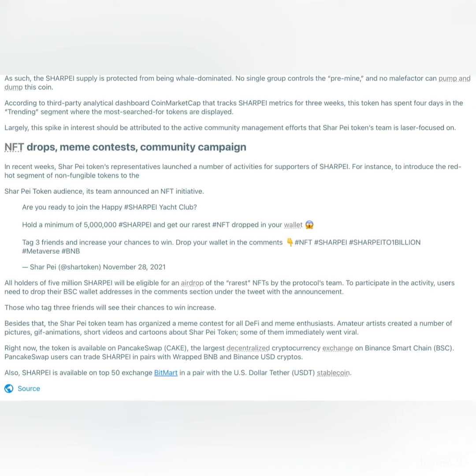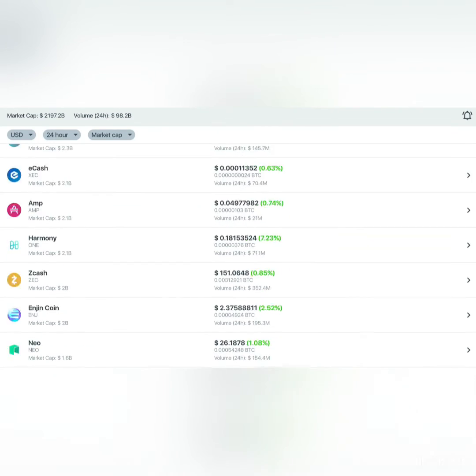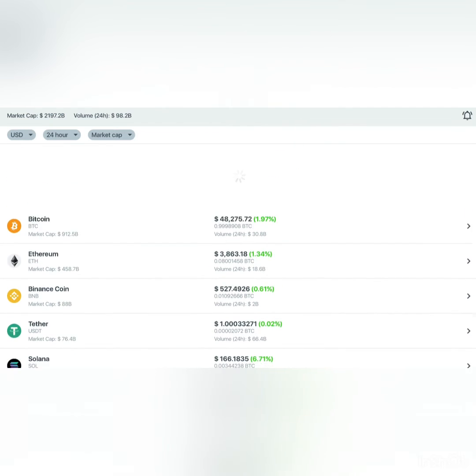Right now, the token is available on PancakeSwap, the largest decentralized cryptocurrency exchange on Binance Smart Chain. PancakeSwap users can trade Shar Pei in pairs with BNB and Binance USD cryptos. Also, Shar Pei is available on top 5 exchange Bitmart in pair with the US dollar Tether USDT stable coin. So it's very interesting actually, and I probably will buy a few million now.